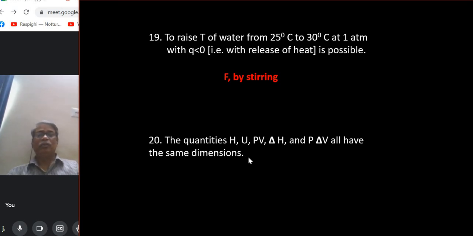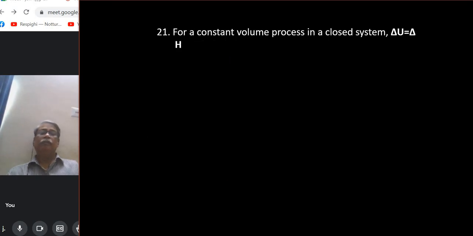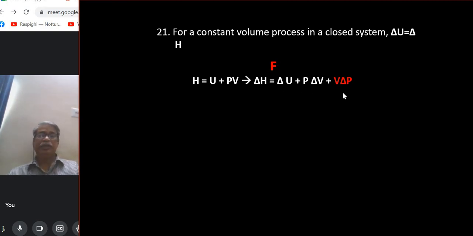So you can check, of course, that it is all the same dimensionally, and it is the energy dimension. Okay. For a constant volume process in a closed system, delta U is delta H. Well, if you start from the definition of H is U plus PV, and you take the differential dH and then integrate, you should get delta U plus P delta V plus V delta P. Only V constant is not enough. If you put P constant also, then only these last two terms would be 0. So delta H would be equal to delta U.